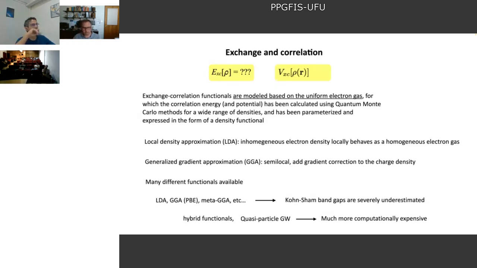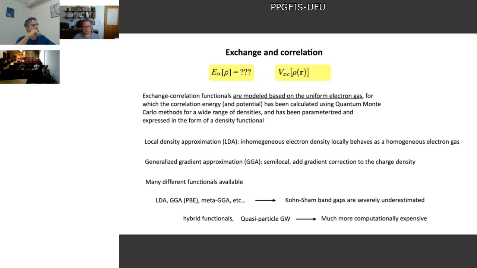The most known approximation is the local density approximation, where the exchange correlation functional is modeled based on a uniform electron gas. Then you can actually solve the problem using quantum Monte Carlo methods for a wide range of densities and basically parameterize it, and have either an analytical or a numerical form for this exchange correlation.